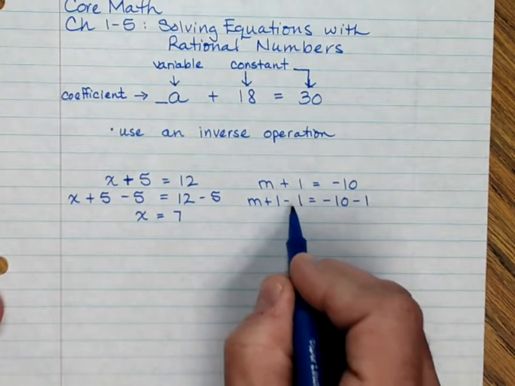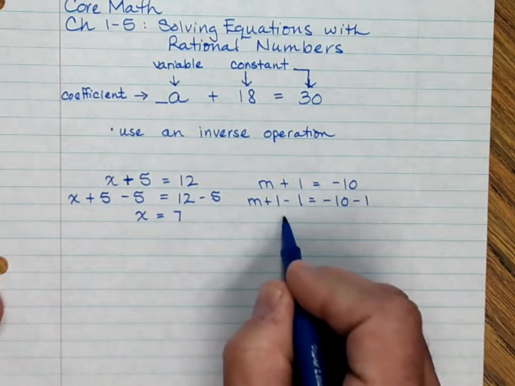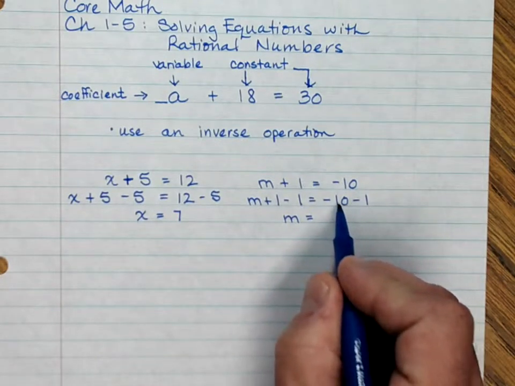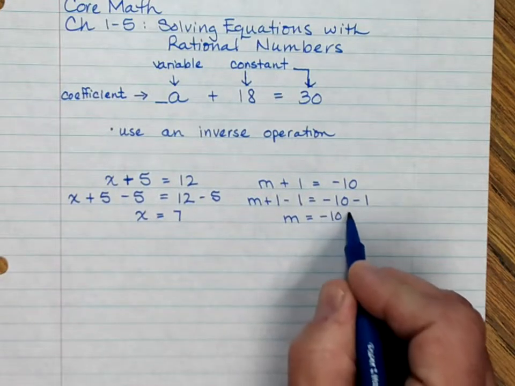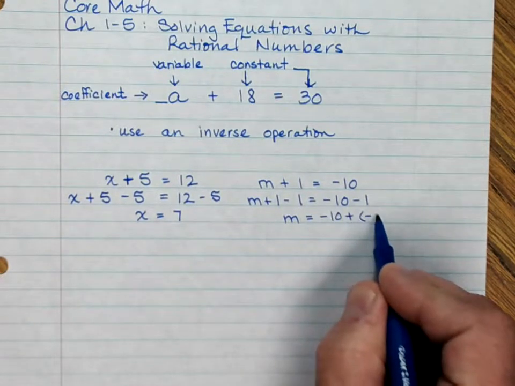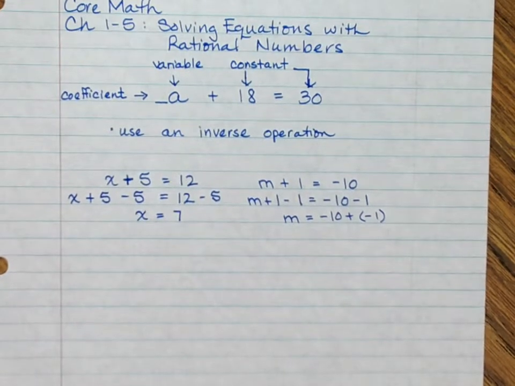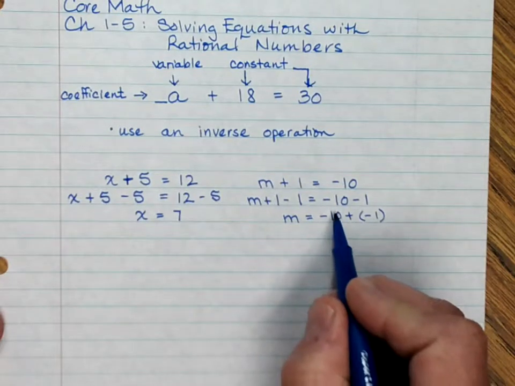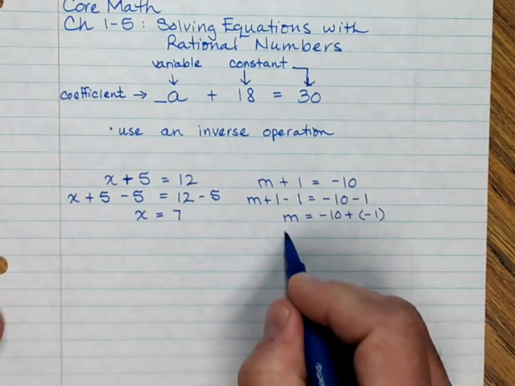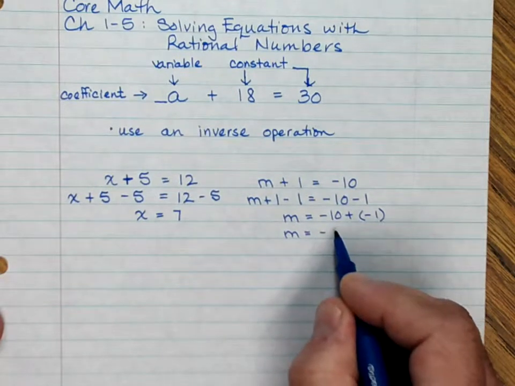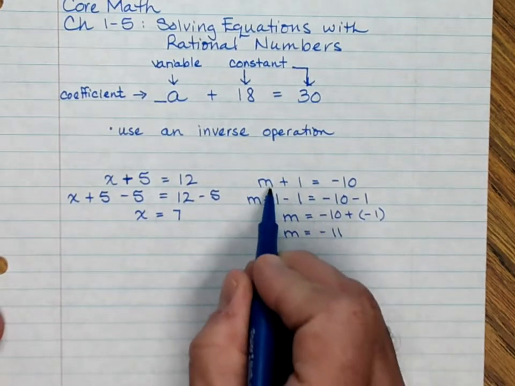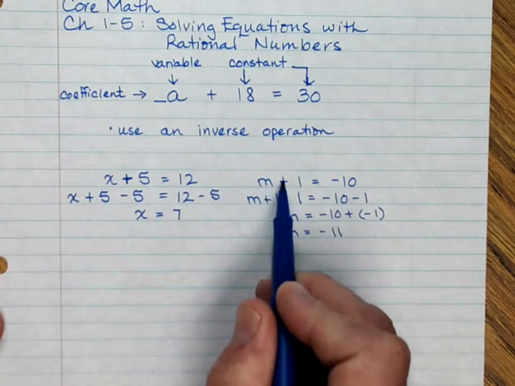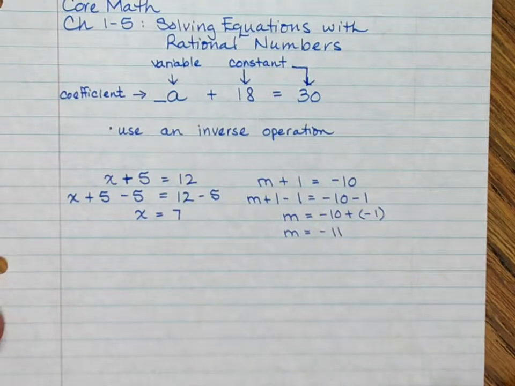Now on the left side, subtracting 1 from m plus 1 just leaves us with m. But I'm going to remind you that when we're subtracting integers, you have the option to always rewrite it as adding the opposite. So this is not actually 1 being taken from negative 10, but actually two negatives being put together. So they have a sum of negative 11. And if you do the check, that makes sense. If we put negative 11 here, negative 11 plus 1 would give you negative 10. So that's correct.